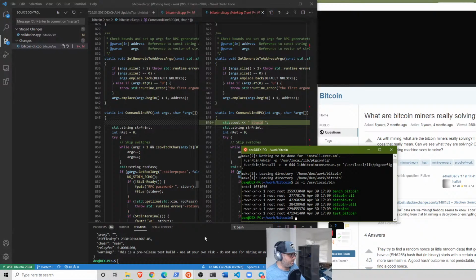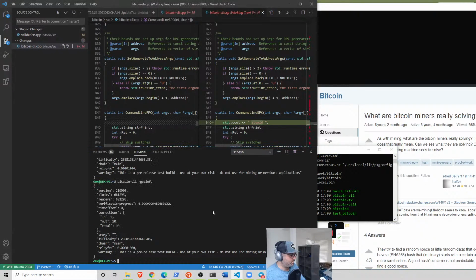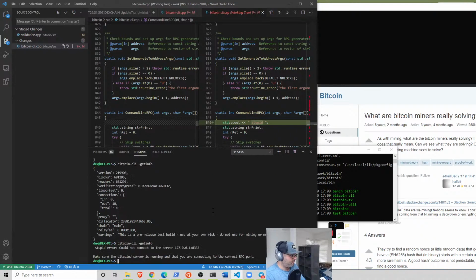So what were we looking for? Bitcoin CLI. Get info. Stupid error. Stupid error. Cannot connect to server. Stupid error. See that? Stupid error.